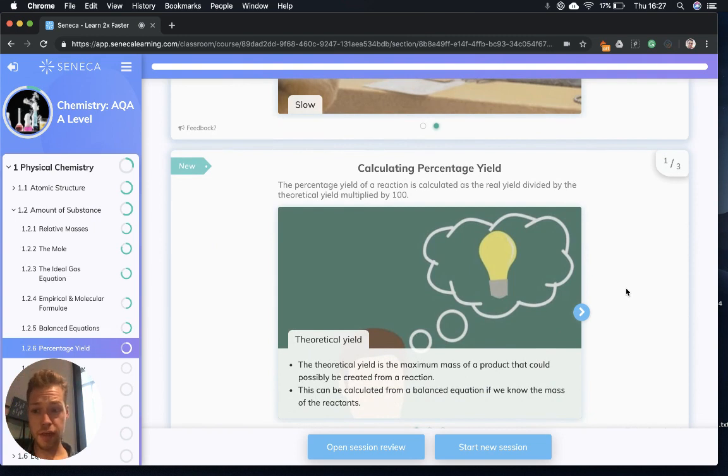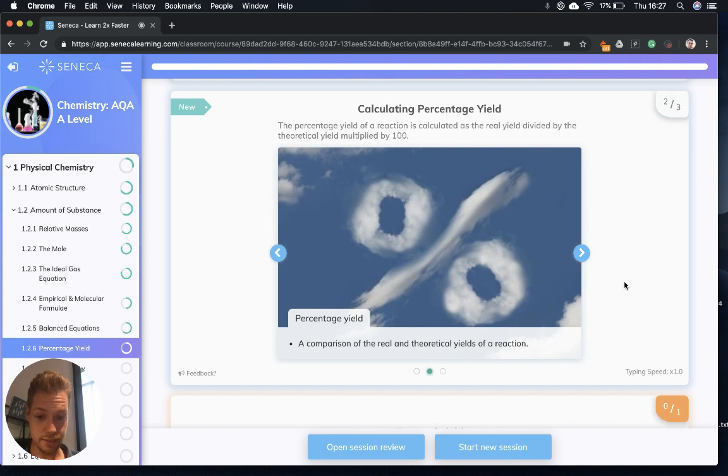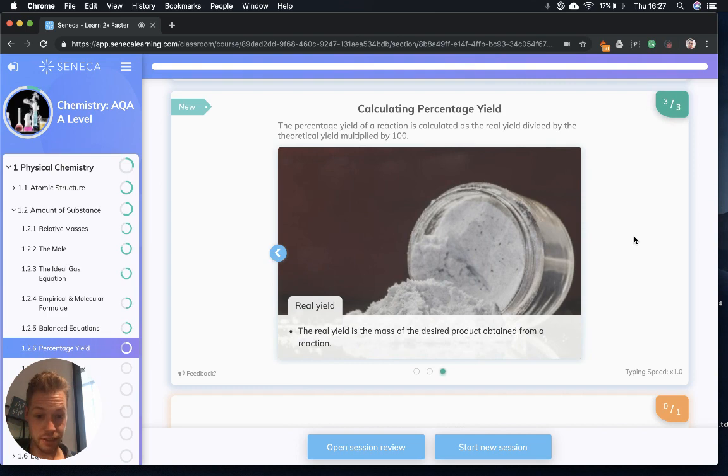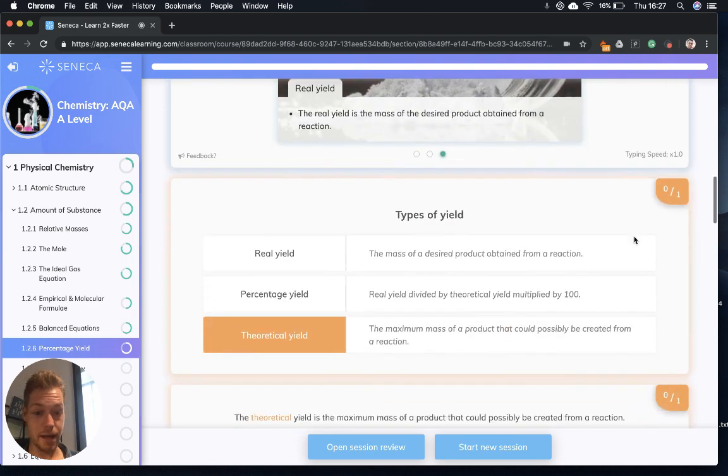Okay, so we've talked about the theory behind percentage yields, but what are the calculations that you're going to need to do? Well, the percentage yield of a reaction is calculated as the real yield divided by the theoretical yield multiplied by 100. What's the theoretical yield, I hear you say? Theoretically? Well, the theoretical yield is the maximum mass of a product that could possibly be created from a reaction. This can be calculated from a balanced equation if we know the mass of the reactants. And the percentage yield is a comparison of the real and theoretical yields of the reaction. And our real yield, that's just going to be the mass that we get.